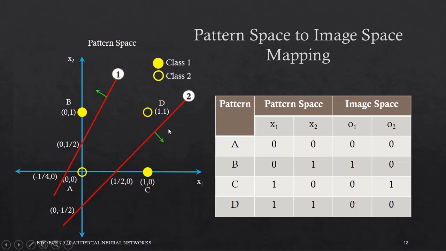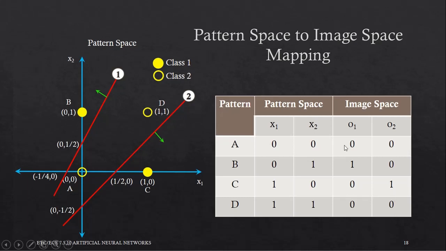With respect to O2, pattern A lies on the negative side, will give the response 0. Pattern B lies on the negative side, will give the response 0. Pattern C lies on the positive side, will give the response 1, and pattern D lies on the negative side, will give the response 0.